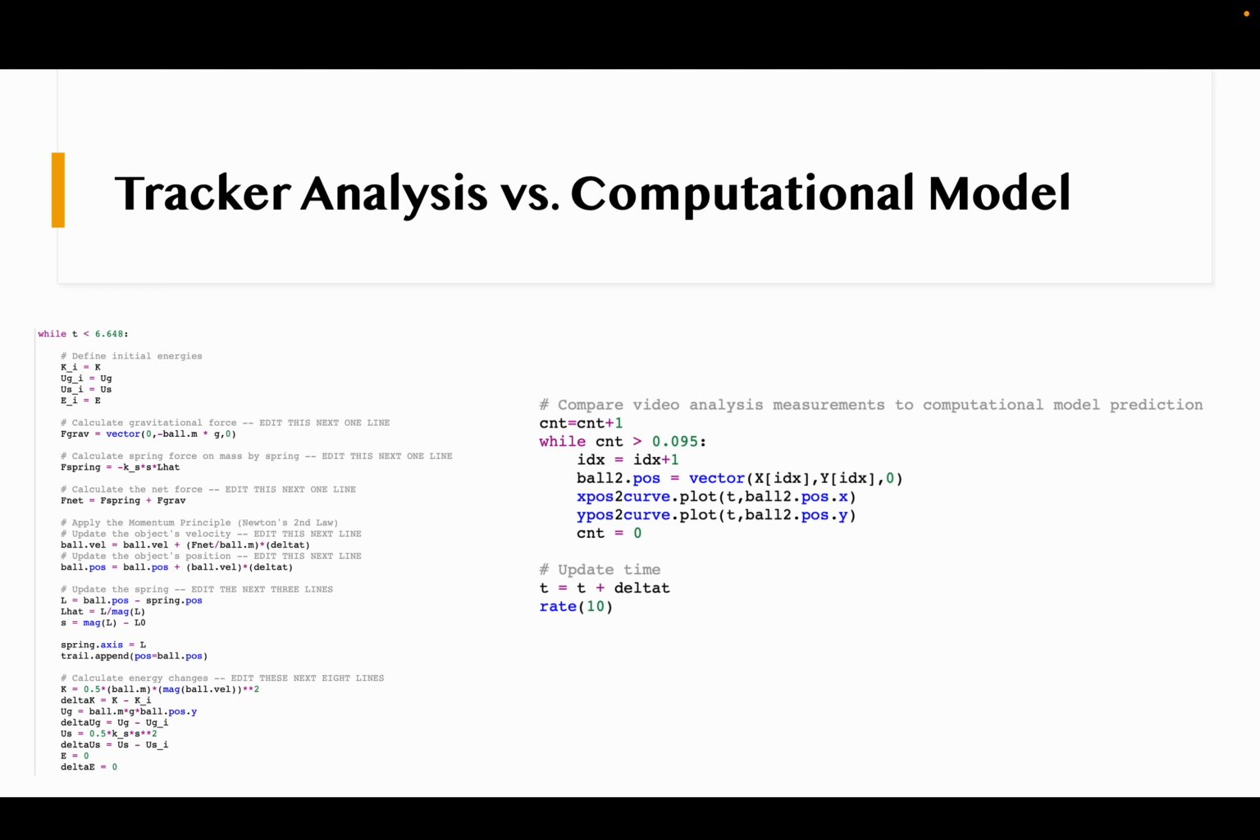So here you can see the main iteration of our computational model. First, we defined our initial energies. We then calculated the gravitational force, as well as the spring force and the net force. And then we applied the momentum principle to update the object's velocity and its position. Then we updated the spring constants as well, and then we calculated the energy changes in the system. Then we use that information to compare the video analysis measurements to the computational model to predict our result.